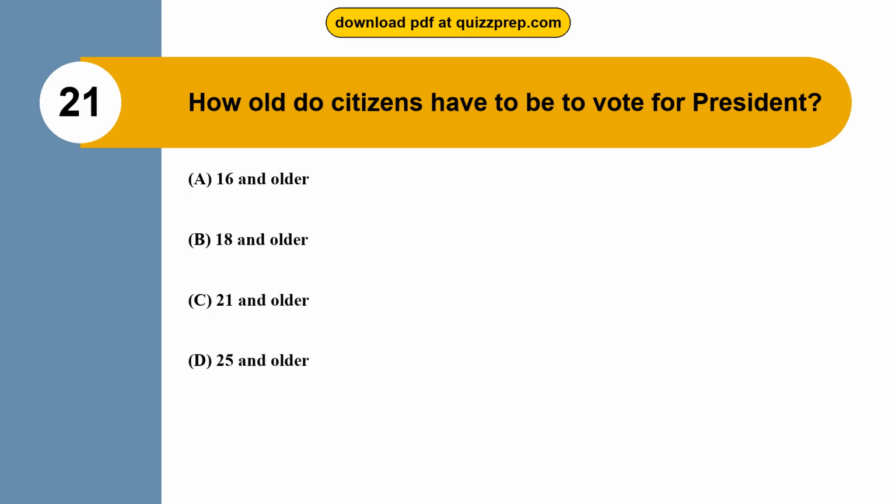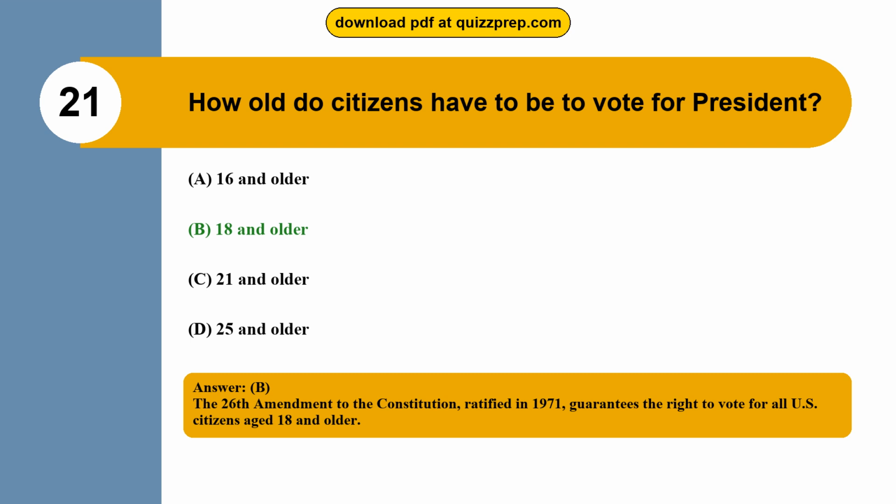Question 21. How old do citizens have to be to vote for president? Option A, 16 and older. Option B, 18 and older. Option C, 21 and older. Option D, 25 and older. The correct answer is option B, 18 and older. The 26th Amendment to the Constitution, ratified in 1971, guarantees the right to vote for all U.S. citizens aged 18 and older.